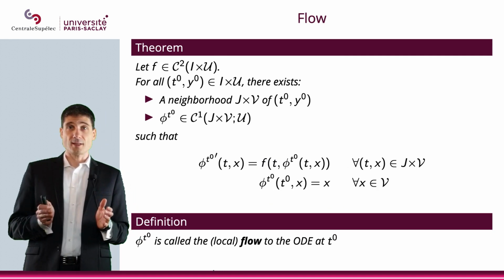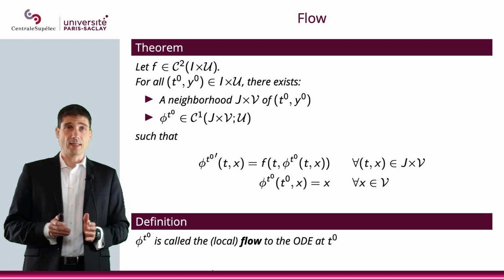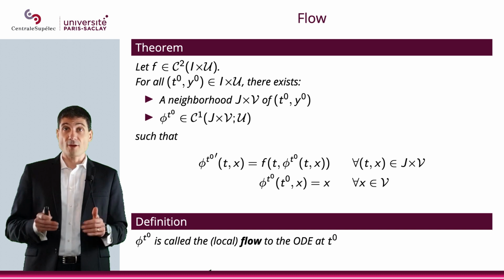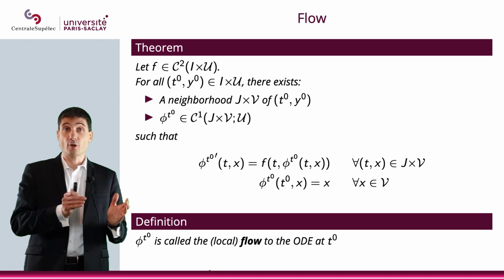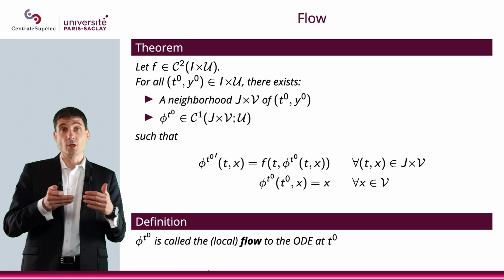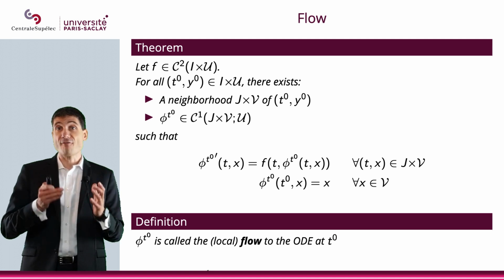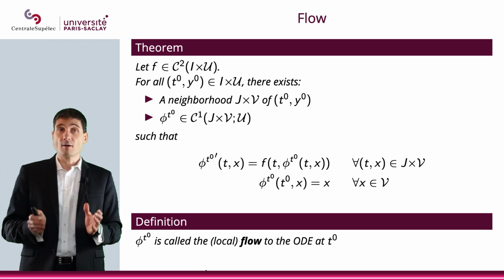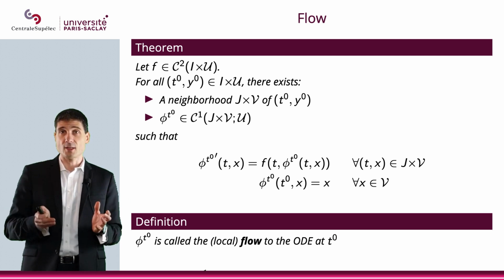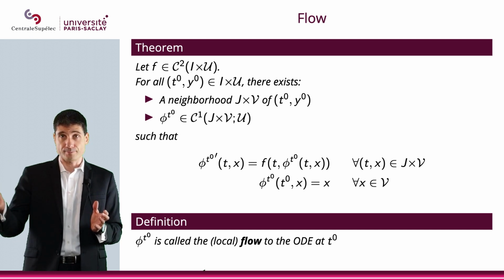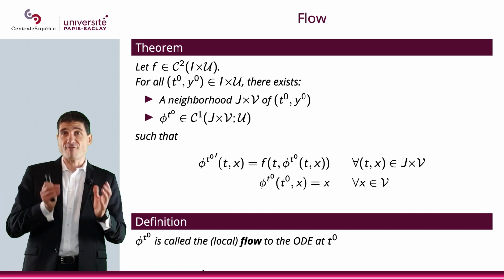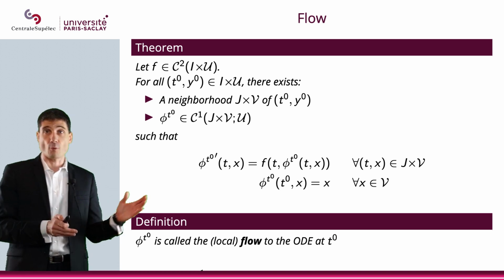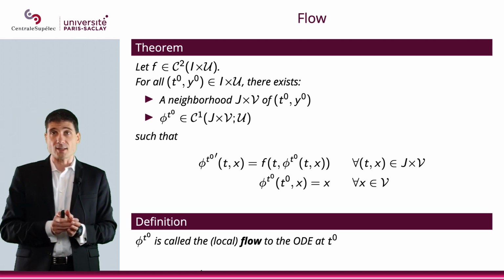Let f be a function that is C^2 on I times U. Let t naught be in I. Let y naught be in U. Then there exists a neighborhood of (t naught, y naught) that I will call J times V, and a function phi, or phi t naught, that is a function which is C^1 from J times V, my neighborhood of (t naught, y naught), to U. And that function phi t naught will satisfy the initial value problem. In other words, it will satisfy these equations here.